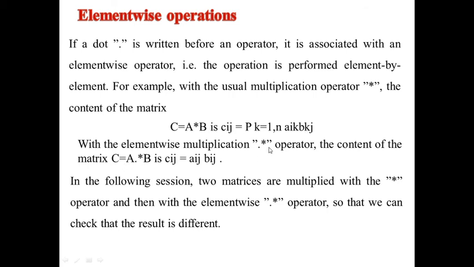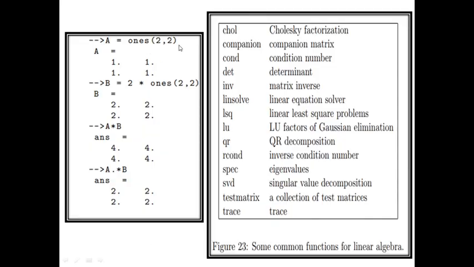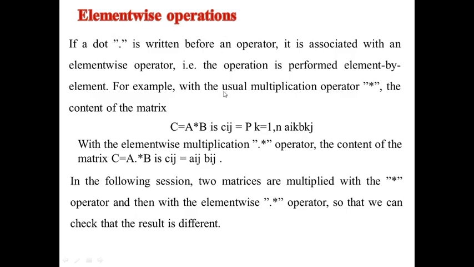So here you see, if you use this dot operator before this multiplication, the content of the matrix C equal to A dot asterisk B means Cij equal to Aij into Bij, which is telling about the element-wise operator. This is the element-wise operator. Here you see ones of 2 comma 3. Here 2 into ones of 2 comma 2 means what? Ones of 2 comma 2 means 2 rows 2 columns with one value. It is going to be multiplied by 2. For example, if you are going to access A dot asterisk B, you are going to access the element-wise operator. Are you clear about this? So this only we studied as the element-wise operation.